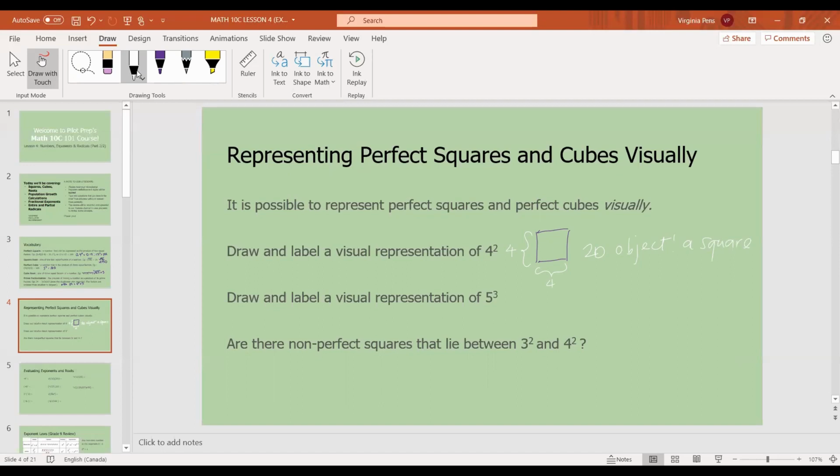Next, we want to draw and label a visual representation of 5 cubed. Kind of the same idea. If you multiply a number by itself 3 times, you're basically multiplying it in 3 dimensions. So we have the first dimension, a line, the second dimension, then the third dimension, which is extending back or at you, depending on how you look at it. And so you basically draw a cube. I want to try to draw this as well as I can.